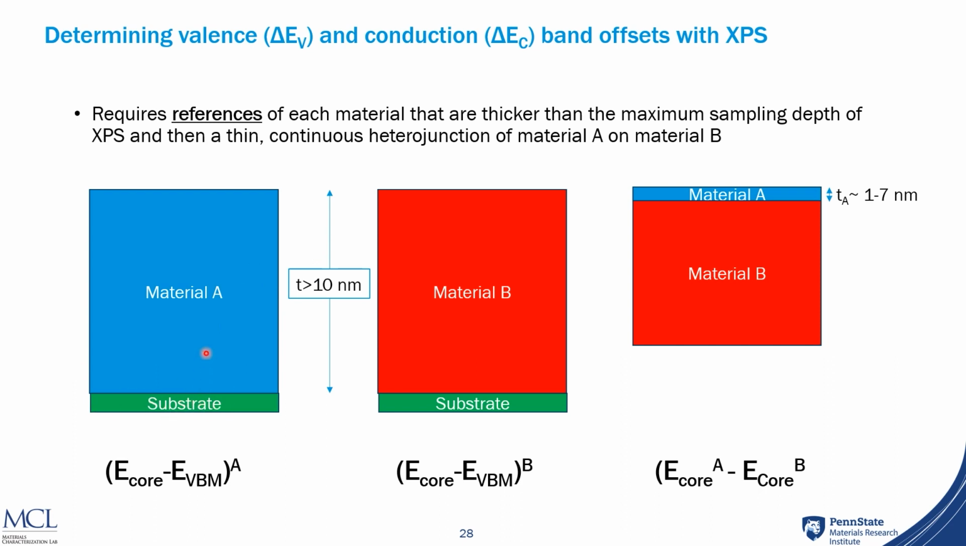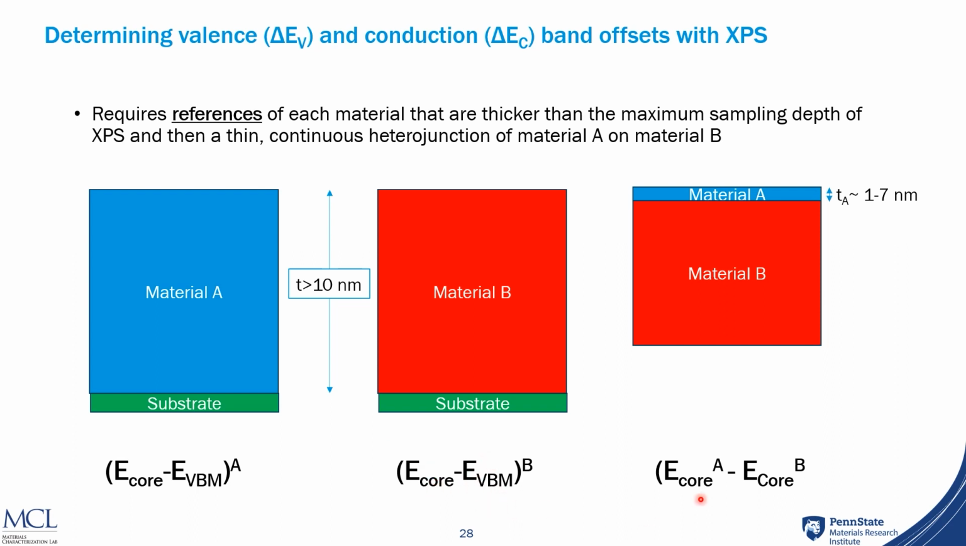And we will make some measurements of both core and valence band measurements on that pure compound. Also, I should point out that it requires that these samples be semiconducting. We'll make those same measurements on the other material, this being the substrate. Again, similar thicknesses here. Again, we're going to measure these absolute positions here.